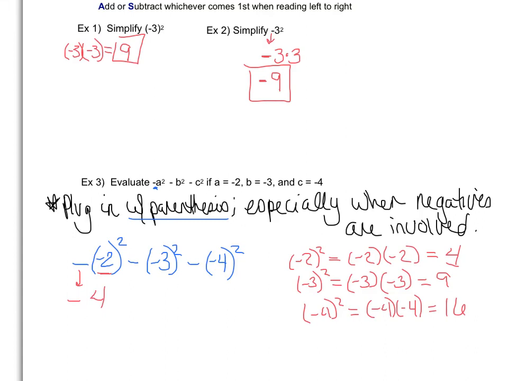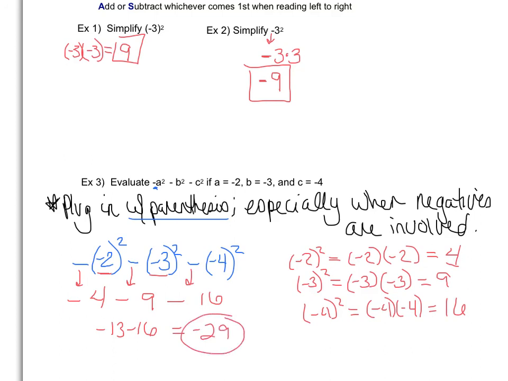And doing the exponent allows me to drop my parentheses. This minus sign drops down, and as we just saw, negative 3 squared is 9. This minus sign drops down, and as we just saw, negative 4 squared is 16. And now I can go ahead and just subtract. Negative 4 minus 9 is negative 13, and negative 13 minus 16 is negative 29 for my final answer.